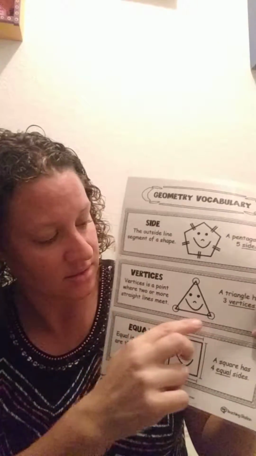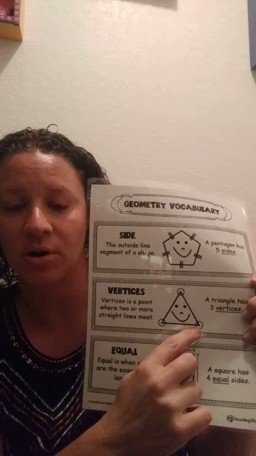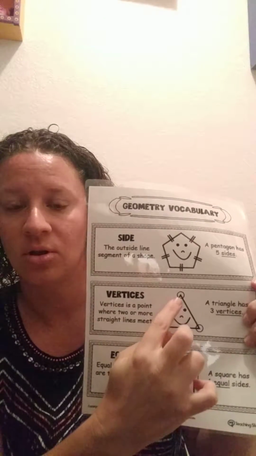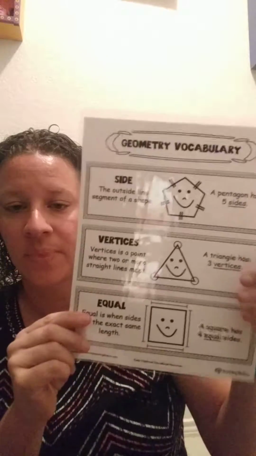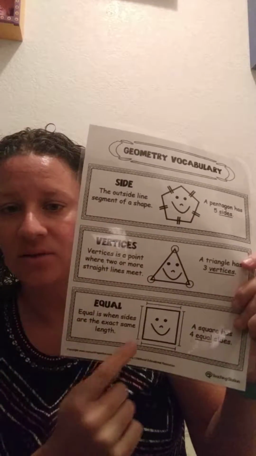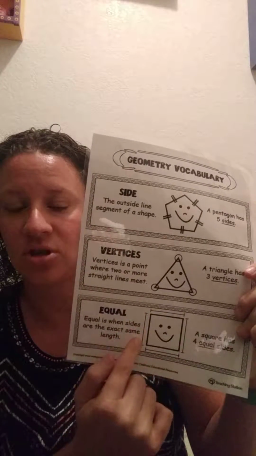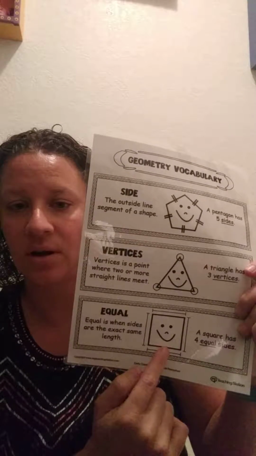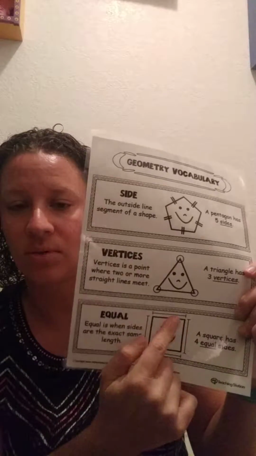Next we have vertex, which is the point where two straight lines meet. When you have more than one vertex, it's called vertices. So this triangle has 1, 2, 3 vertices and 3 edges. Our last word is equal, and that is when each side of a shape has the exact same length, such as this square. The square also has 1, 2, 3, 4 edges and 1, 2, 3, 4 vertices.